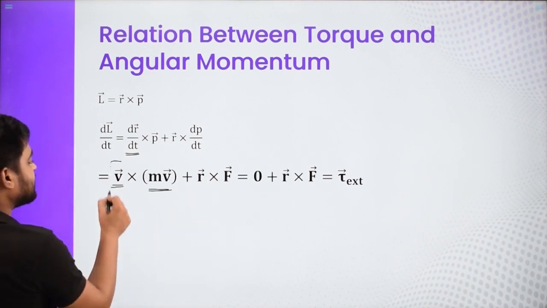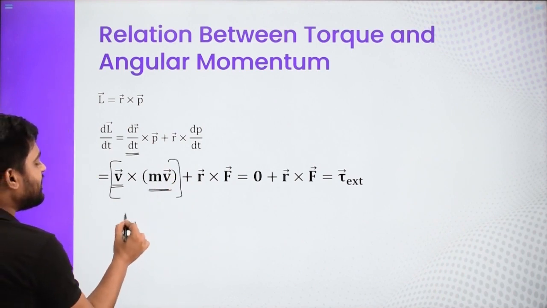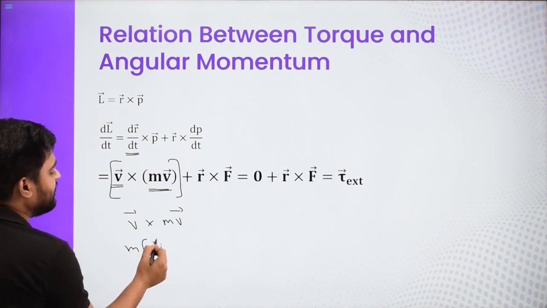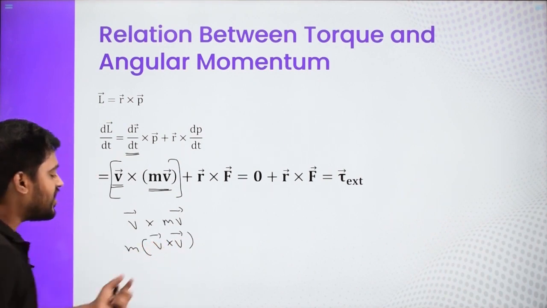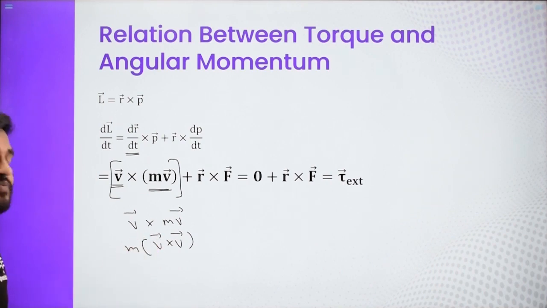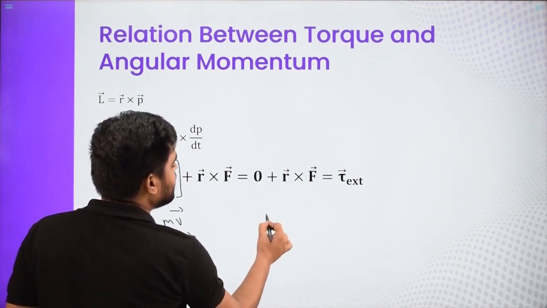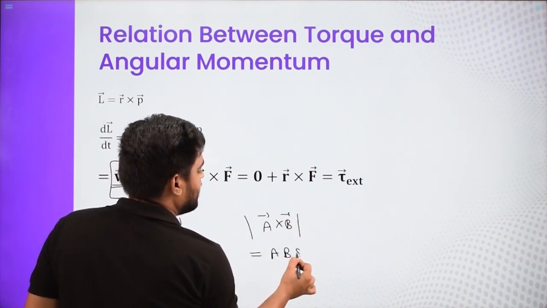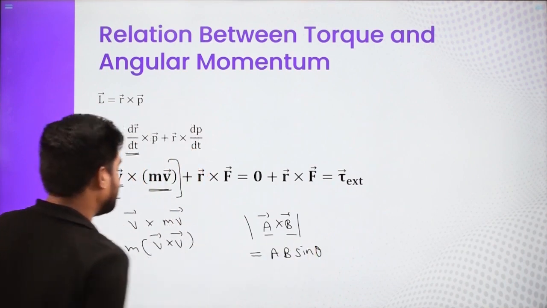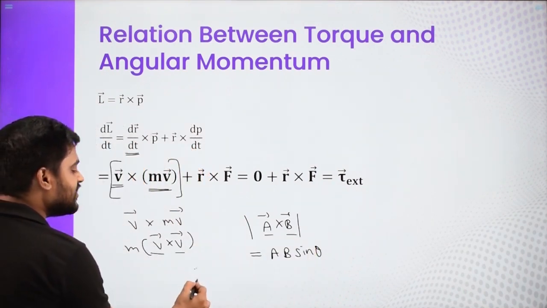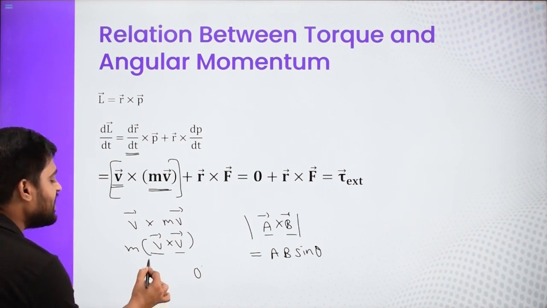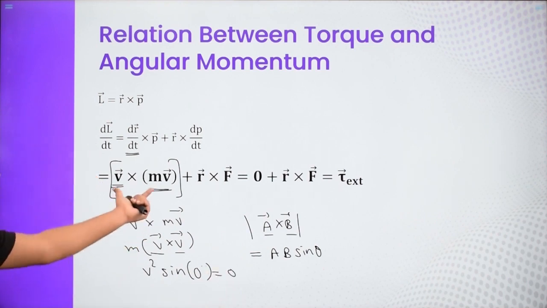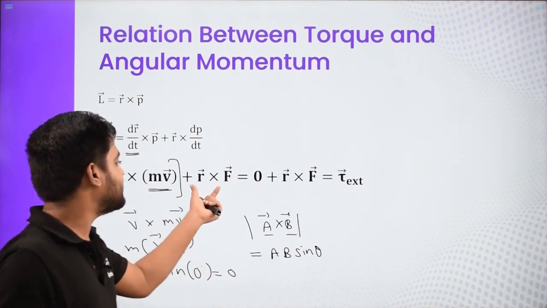Now when we do this, it is basically v vector cross m v vector, and the m can come out, so it is basically v cross v. The cross product of a vector with itself is always 0, because how do you define a cross b? The magnitude is ab sine theta, where theta is the angle between a and b. What is the angle between v and v? That is 0 degrees. So the magnitude is v times v times sine 0 degrees, and that gives me 0. So this term is 0, and what remains is r cross F.